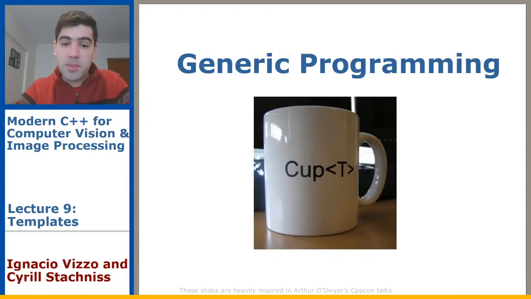The idea behind generic programming is that you separate somehow the data from the algorithms. In this case, this is not really an algorithm, but more like a container. You have a cup of something, in this case tea, and you don't know what it is, but you can actually put coffee, tea, water, whatever you want there. The cup itself is not coupled to the type of data that it holds, right? That's basically the idea of generic programming.